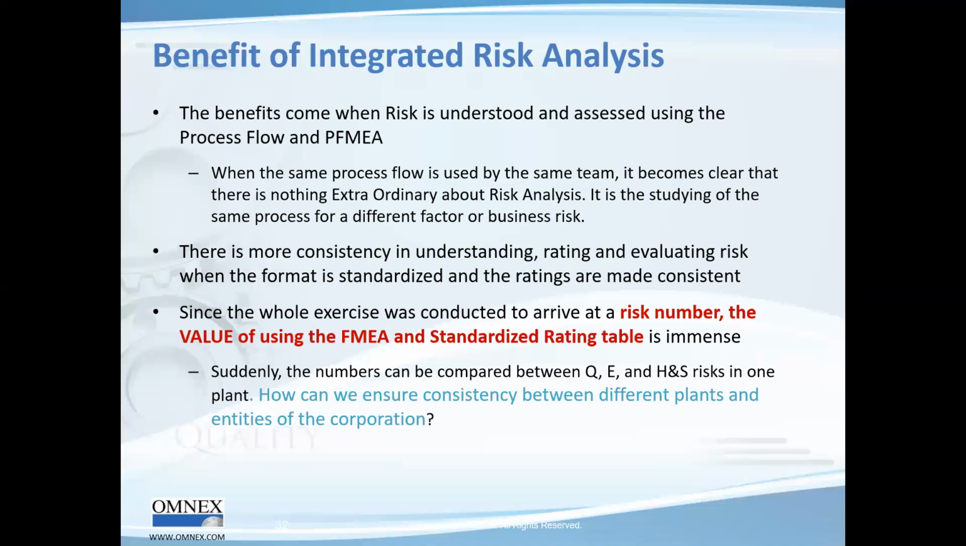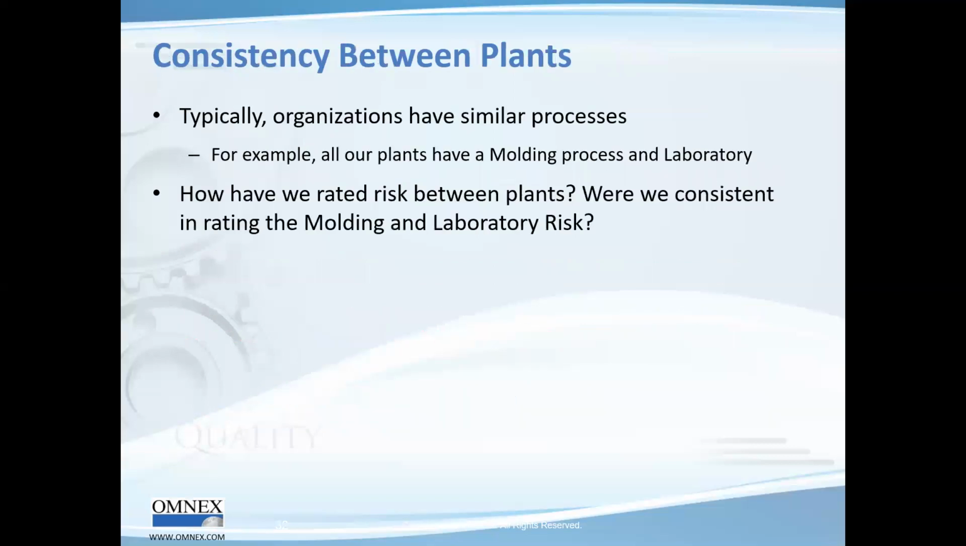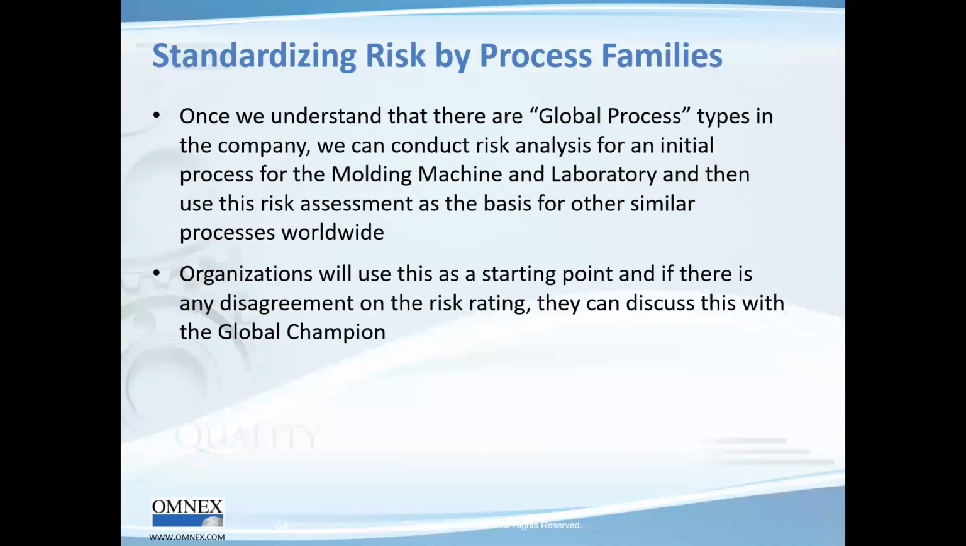So once we do this, we can compare the quality, environmental, health, and safety risks in one plan. But the question then comes in, how do we make sure that different plants or different entities are being consistent? Now, the approach we look at is that typically organizations have similar processes. For example, the plants could all have the same molding process, they could have the same laboratory. So we start asking the question, how have we rated the risk between plants? Were we consistent in rating? Did we use the same approach? Or did everybody decide on what they were going to do?